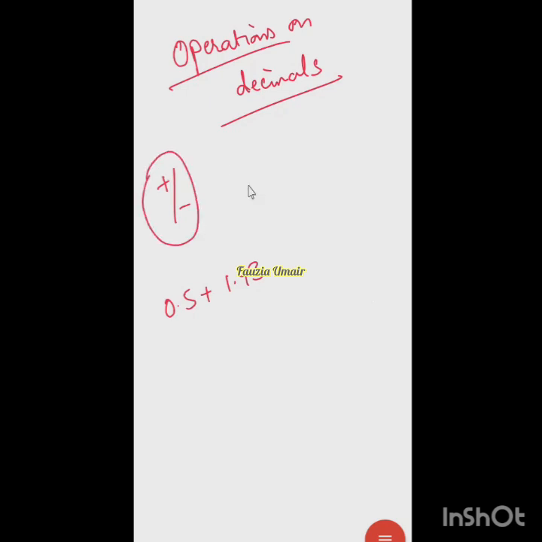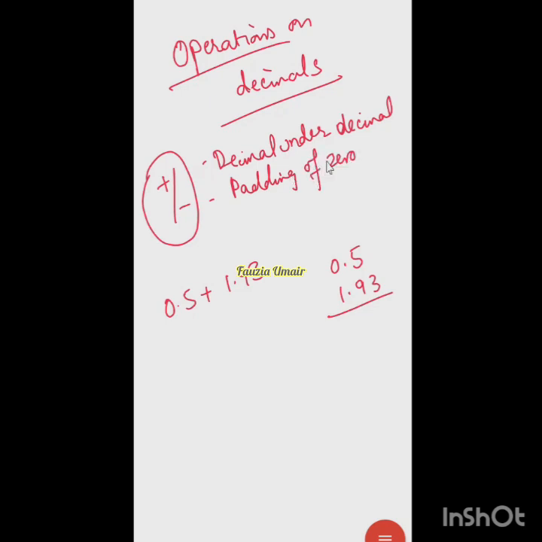Like if we write them vertically, so we will add 0 with the 5. So first of all, we will put the decimal under the decimal, right? So how will we write this? 0.5 and here comes 1.93, right? So now the second step is adding zeros. The zeros which are missing, we will put them, like here it should be a 0 to make the balance. Okay?